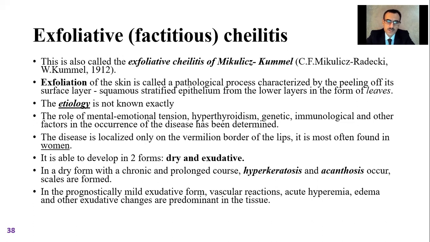The disease is localized only on the vermilion border of the lips. It is most often found in women. There are two forms or two types. It is able to develop dry and exudative. In the dry form, with a chronic and prolonged course, hyperkeratosis and acanthosis occur and scales are formed. In the prognostically mild exudative form, vascular reactions, acute hyperemia, edema, and other exudative changes are predominant in the tissue.